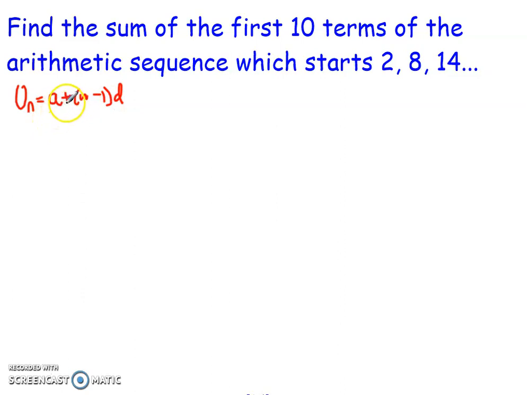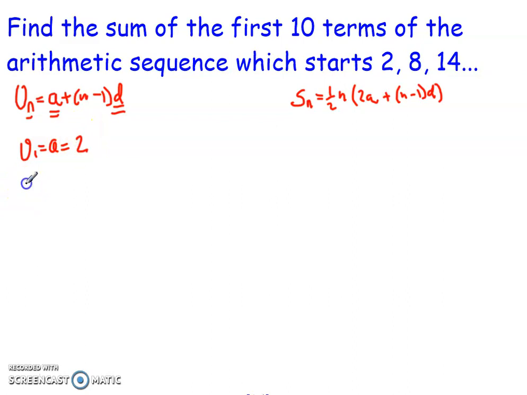Now the key parts of that is I need to know what n is, so what term I'm going up to. So in this case I know that n is equal to 10. I need to know what a is, and I need to know what d is. If I know those three parts there, I'm then able to use the Sn equals a half n brackets 2a plus n minus 1 times d to be able to get the sum up to the nth term.